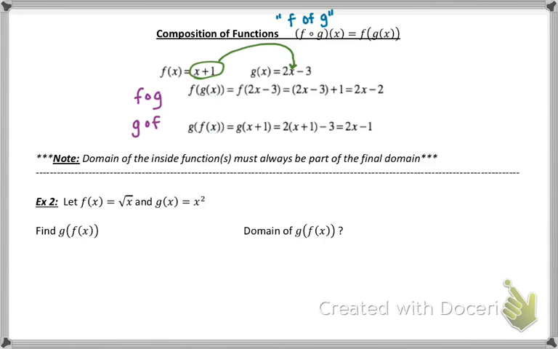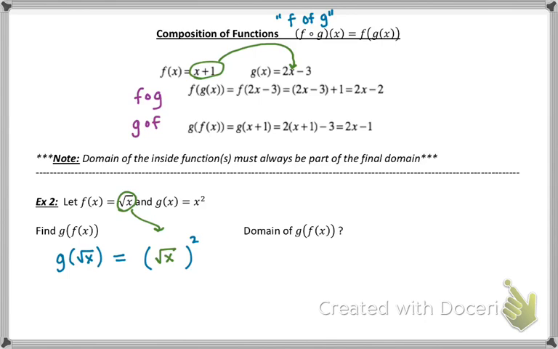So for example, if we look at example 2, we have f of x is equal to the square root of x, and g of x is x squared. So if I'm looking for g of f of x, my input for g is really f of x, which is the square root of x, right? That's what I'm putting into my g function. So my g function is normally my input x squared, but instead of x, we're going to put in the square root of x.